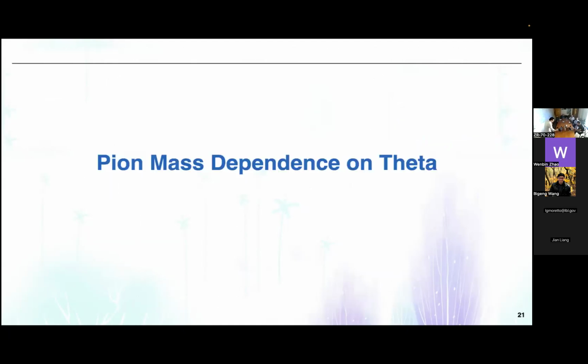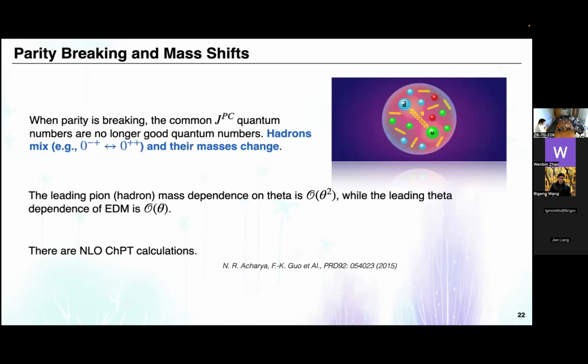Okay, so this last part is the prime mass dependency. The physics behind it is relatively simple. When parity is broken, the common JPC quantum numbers are no longer good quantum numbers, so the hadrons will mix. For example, the scalar will mix with the pseudoscalar, so the masses of the hadrons will change.